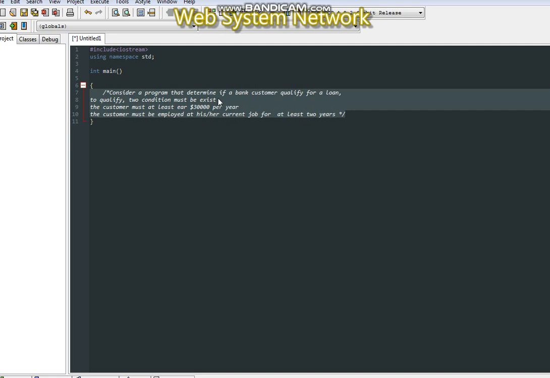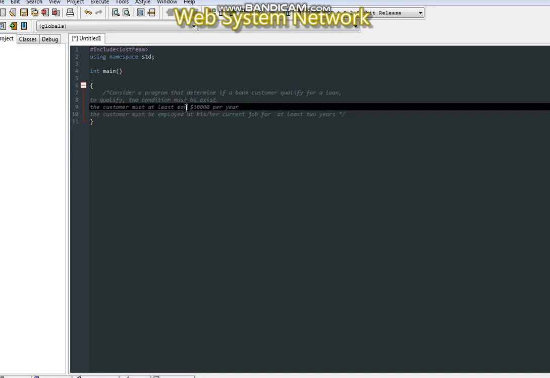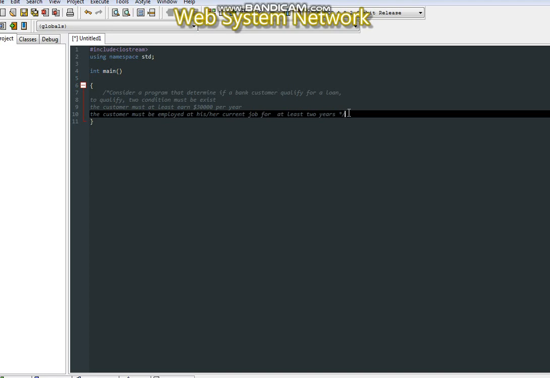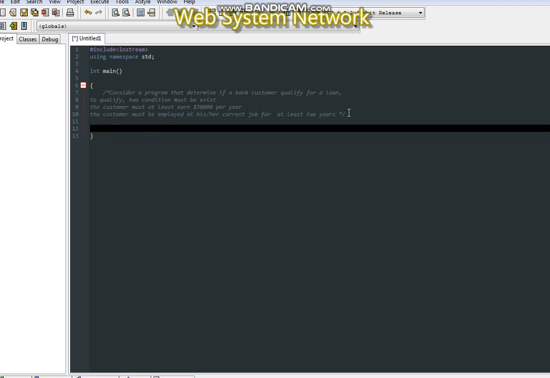Consider a program that determines if a bank customer qualifies for a loan. To qualify, two conditions must exist. The customer must earn at least $30,000 per year, and the customer must be employed at his or her current job for at least 2 good years. So how do we go about it? How do we use a nested statement for this?